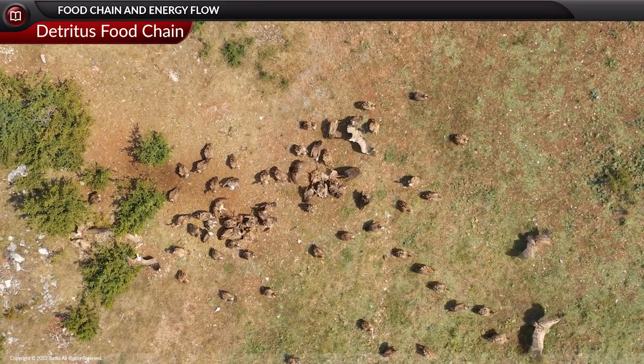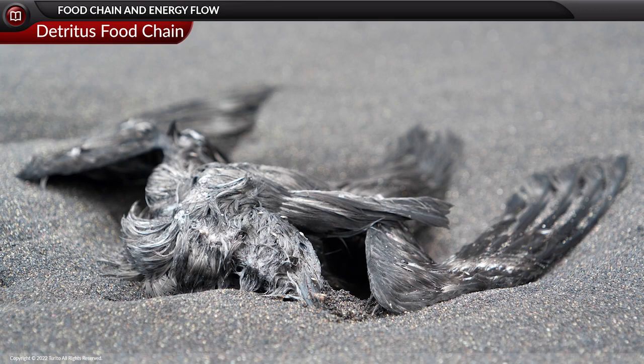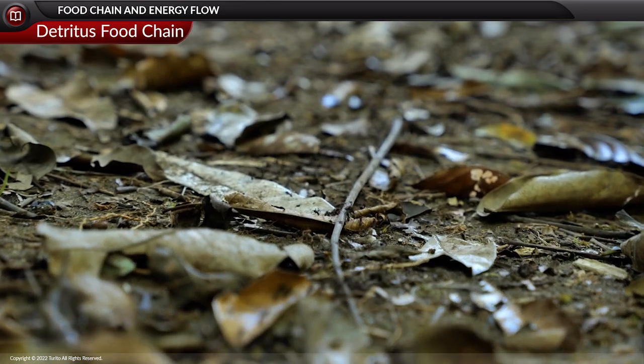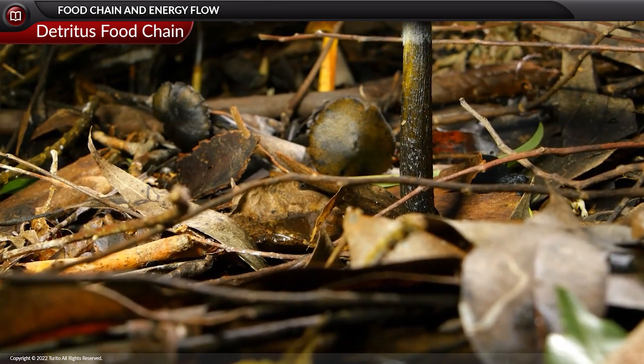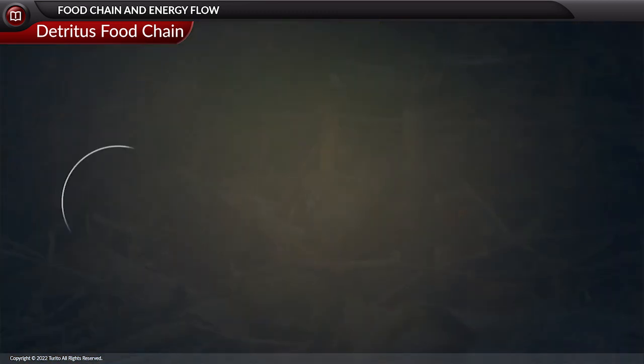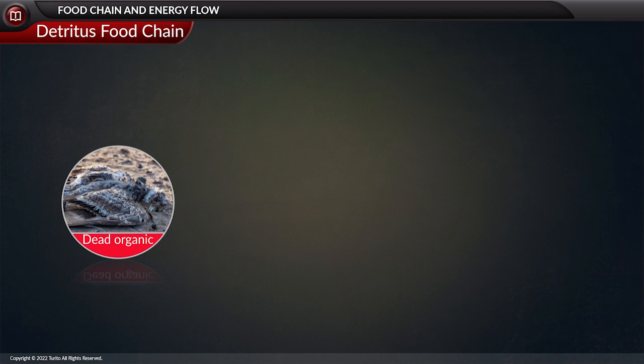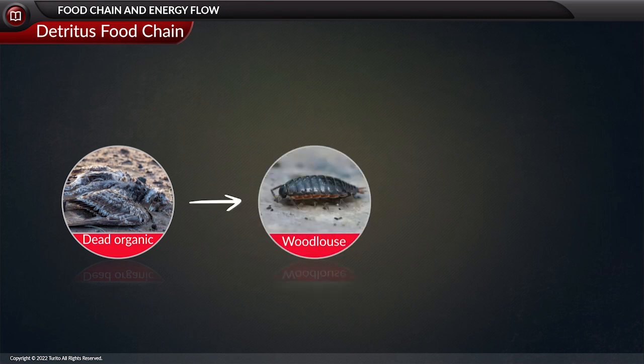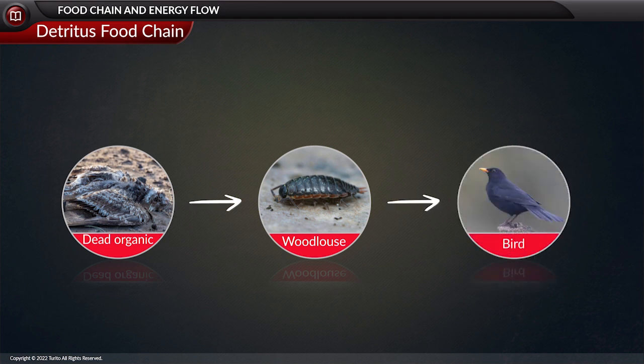A detritus food chain begins with dead and decaying matter, and energy flows into the detritivore or decomposer, and from there to the predator. Dead organic matter occupies the first level, which is consumed by woodlouse at the second level. This detritivore is consumed by a bird at the third level.